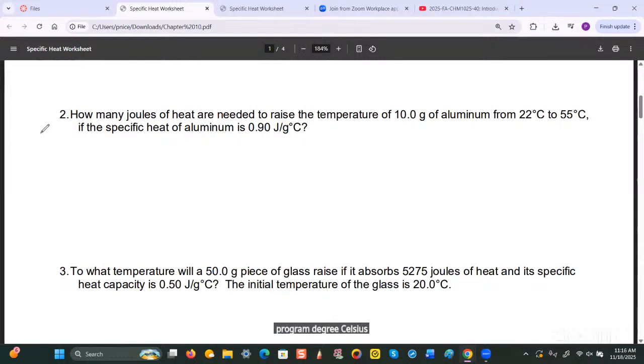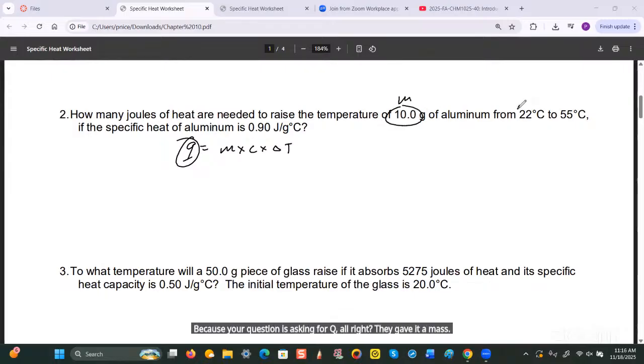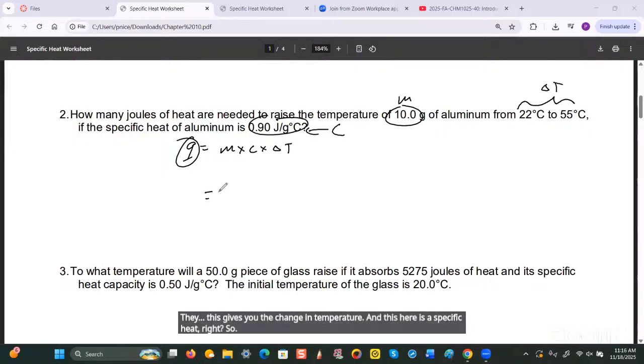So again, you'll be using the same equation. In fact, you'll be using this form of the equation here because the question is asking for Q, all right? They gave you the mass. This gives you the change in temperature. And this here is the specific heat, right? So it's all a matter of plugging the numbers in.